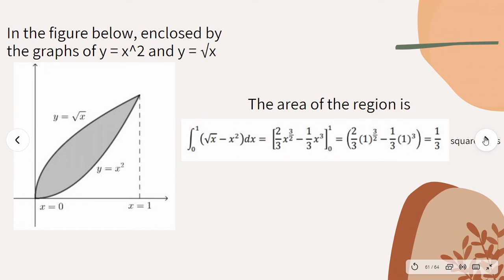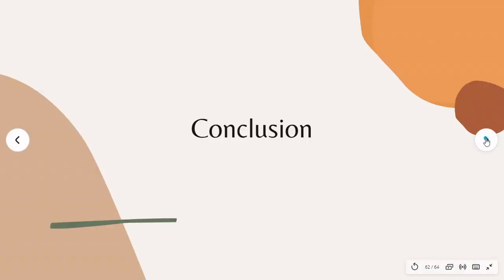For example, in the figure below enclosed by the graphs of y is equal to x squared and y is equal to square root of x, the area of the region is the integral of square root of x minus x squared times dx evaluated from 0 to 1. Simplify that and you will get 2 over 3 times x raised to 3 over 2 minus 1 over 3 times x raised to 3 evaluated from 0 to 1. Simplify that further and you will get 2 over 3 times 1 raised to 3 over 2 minus 1 over 3 times 1 raised to 3. Then the area of the region is 1 over 3 square units.